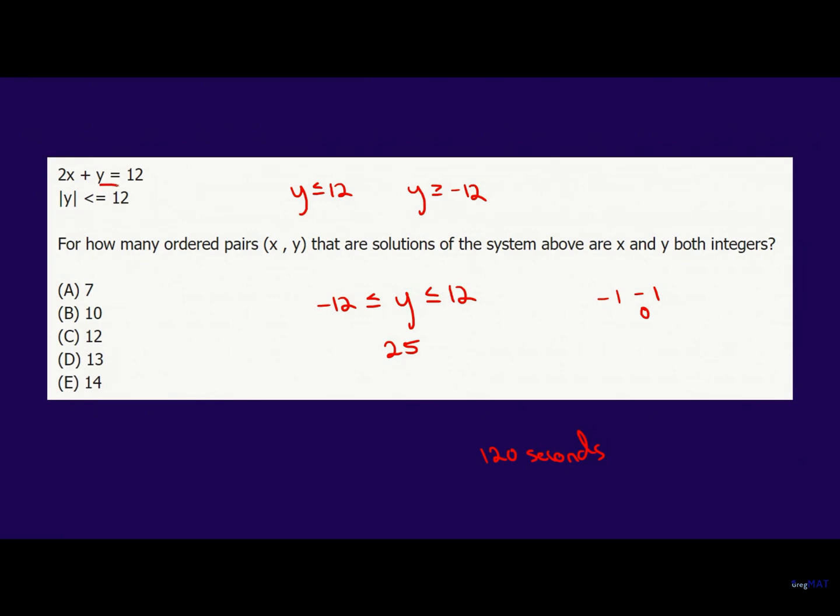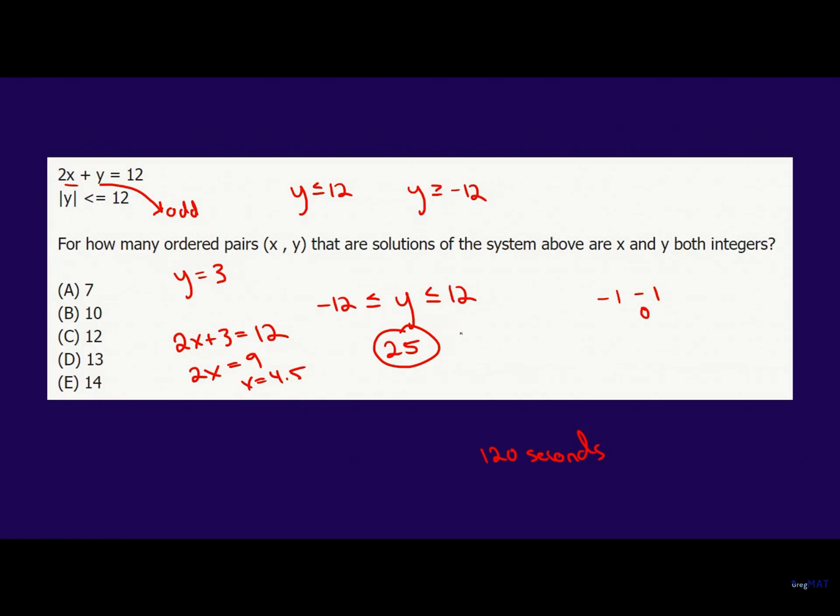If y is odd, will x be an integer? No. Take for example y equals 3. That means we have 2x plus 3 equals 12, which means 2x equals 9, which means x equals 4.5. So in these 25 numbers, do I want the even numbers or the odd numbers? I want the even numbers, right? How many even numbers are there?